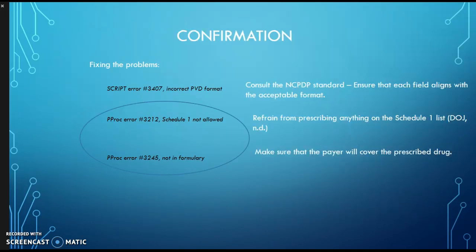Finally, we come to the confirmation phase. To fix these errors, the first thing we would have to do is correct the PVD segment of the transaction. Review each field and ensure that it aligns to the NCPDP standard for a PVD segment. To correct the second error, we would communicate to the prescribing provider that he or she must prescribe a drug that is not a Schedule I drug. To correct the third error, we would tell the prescribing provider to consult the payer's allowed formulary to ensure that the drug is on the list of drugs that the payer will approve.